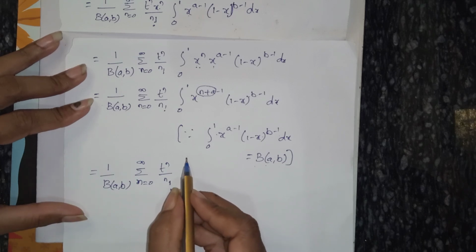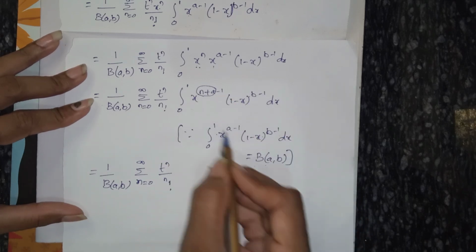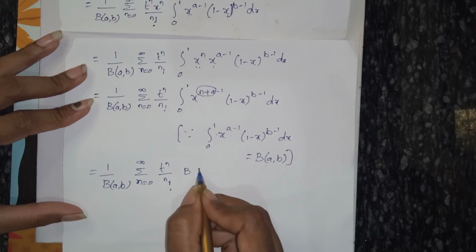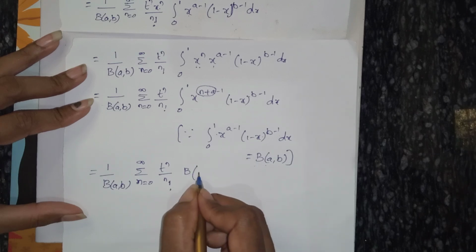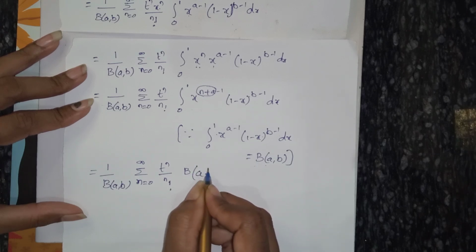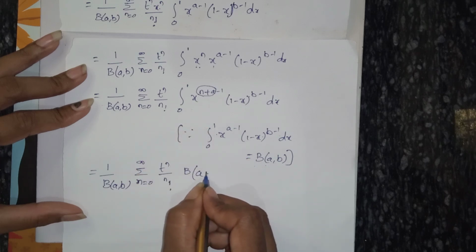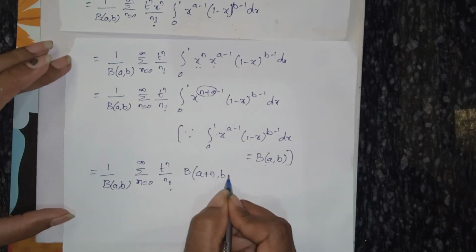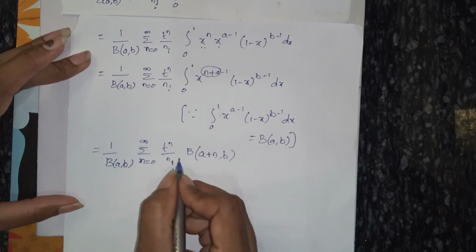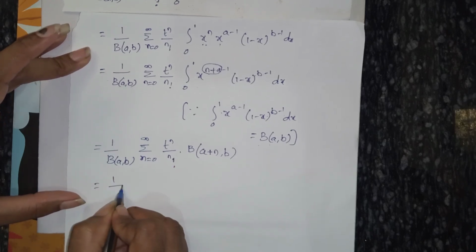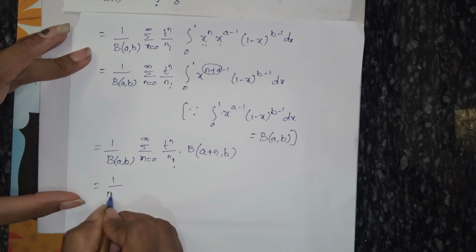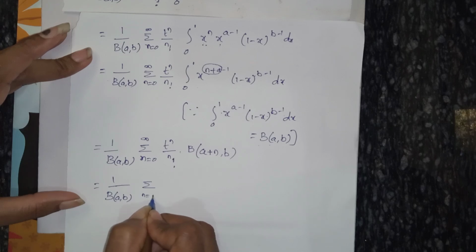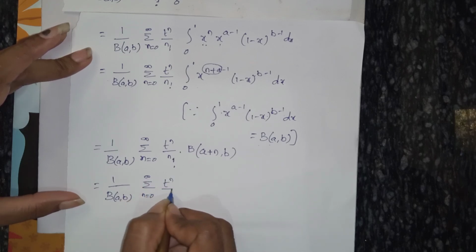In place of this, what am I going to write here? This one, B of a, in the sense a plus n, comma b, in the sense I have to write b only. Okay, yeah. So next, 1 by B(a, b) summation n equals 0 to infinity t power n by n factorial.